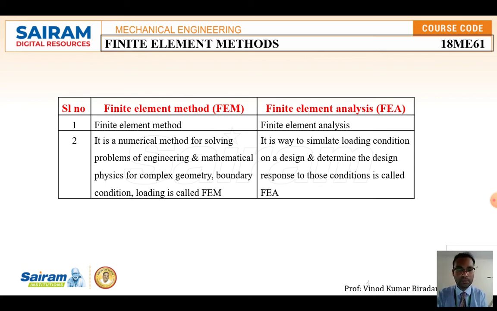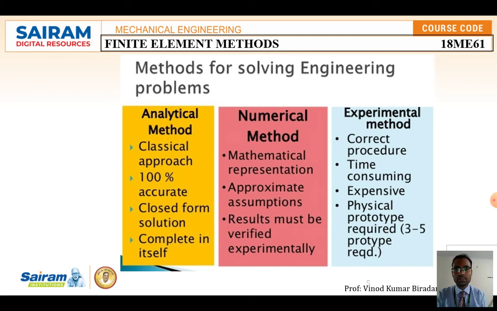Okay, coming to the next one, what are the differences between the analytical method, numerical method and experimental method? Here I differentiate. The analytical method is a classical approach. That is 100% accurate, giving a closed form of solution which is complete in itself. Whereas the numerical method is a mathematical representation and it is an approximation, so assumptions should be there. That is, we have to assume the boundary condition and the result must be verified experimentally.